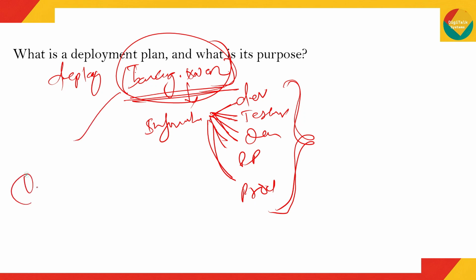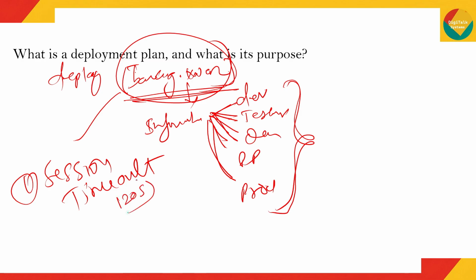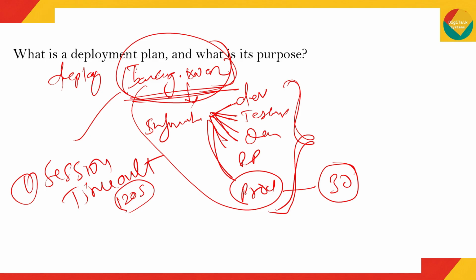Okay, let us take an example of the session timeout parameter only. Session timeout parameter for a web application. Okay, so in development, testing, and quality and other environments, you may want a higher session timeout like 120 seconds. But when you are going to deploy this application in the production environment, you will need a shorter session timeout. For example, 30 seconds.